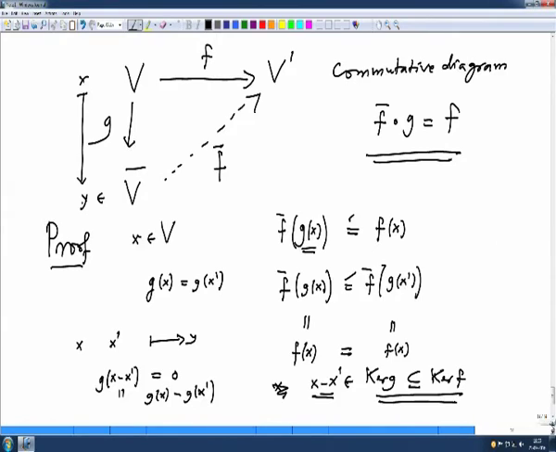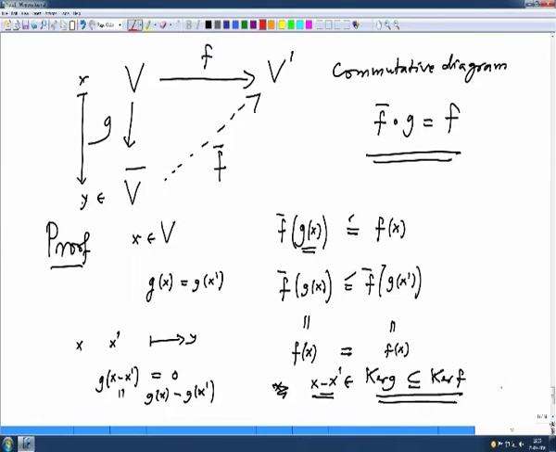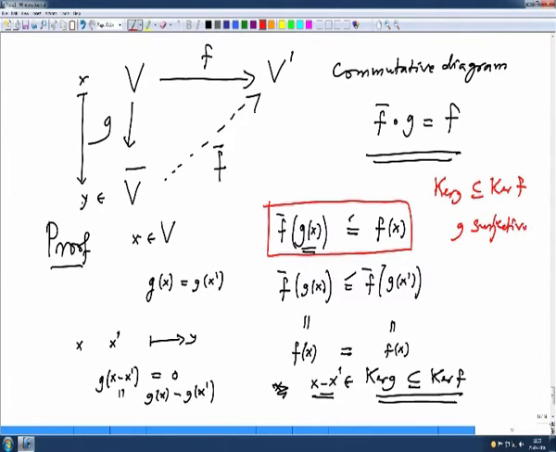So, this condition I will just color it here. This condition makes sure that the map we defined by this formula is well defined. It is defined because g is surjective, and well defined because kernel g is contained in kernel f. Surjectivity defines this, and this condition checks it is well defined, it does not depend on the x we choose. Okay, so that proves this.